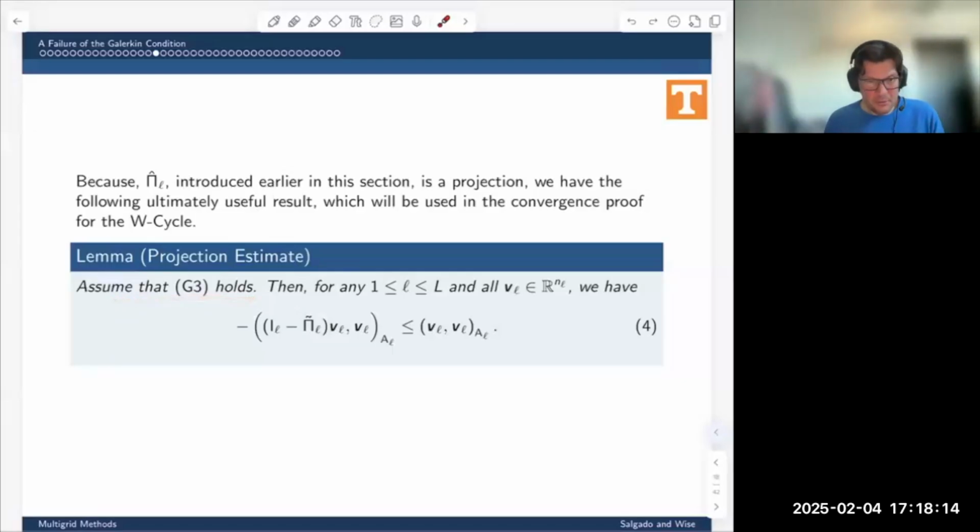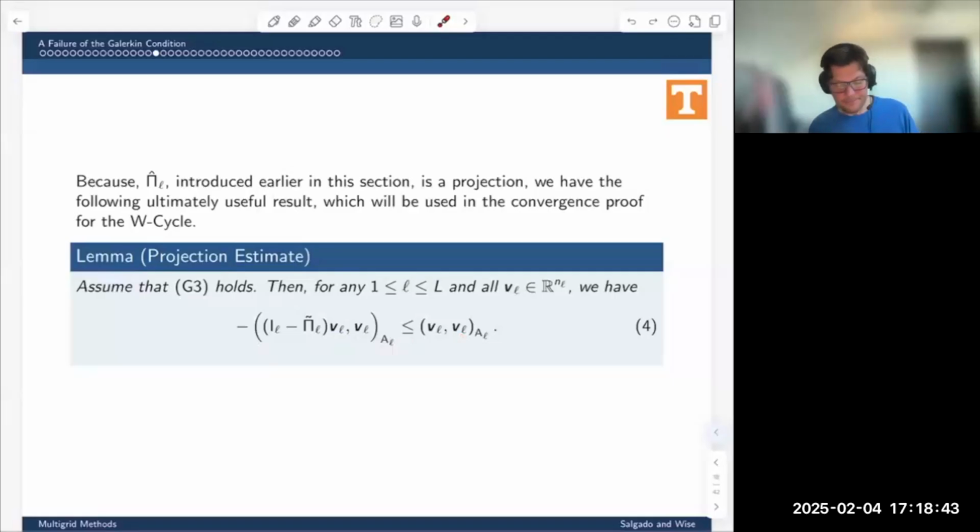So let's assume that G3 holds. Remember, that's our scaled Galerkin condition. If that holds, then for any L between 1 and capital L and any VL that you want to choose, we have this estimate holding: minus the quantity (IL minus pi L tilde) VL against VL, in the AL inner product, is less than VL against VL in the AL inner product.